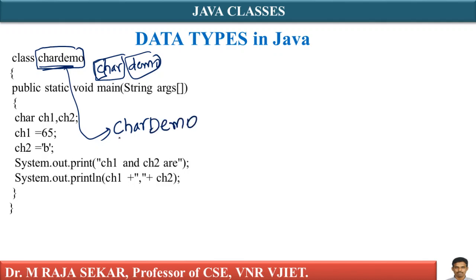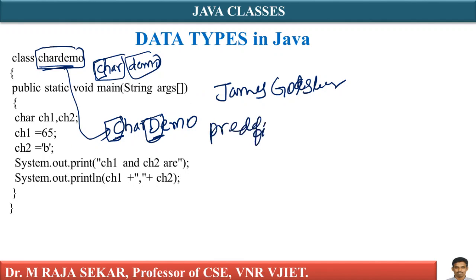What is the difference in this one? I am keeping C capital, D capital. Why am I keeping it? Char is a word, demo is a word. Each word must start with a capital letter. That's how James Gosling, Patrick Naughton, Chris Warth, Ed Frank, Mike Sheridan, all these Java designers designed predefined classes, all built-in classes. How did they design them? Class names must start with a capital letter. For example, System is a predefined class name. How does it start? With a capital letter. I cannot start with a small letter.